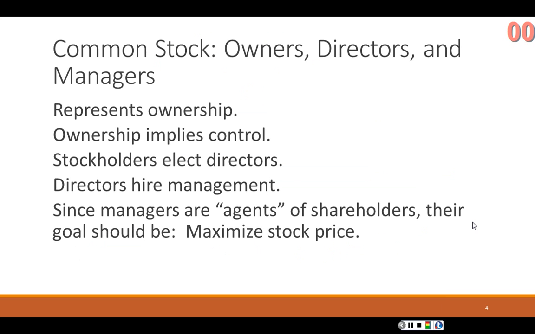So common stock represents ownership. Ownership implies control. The shareholders elect the board, who hires the CEO, who hires the managers, who hires the employees. Managers act as agents of the shareholders, and their goal is to maximize stock price. Shareholders may appear at the annual meeting to vote in person, but they typically transfer their right to vote to another party by means of a proxy.